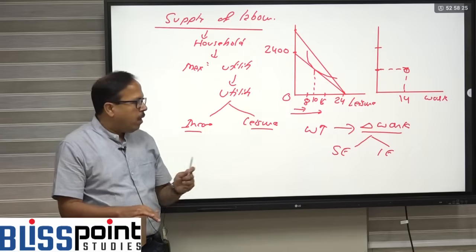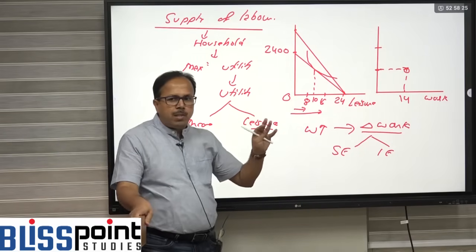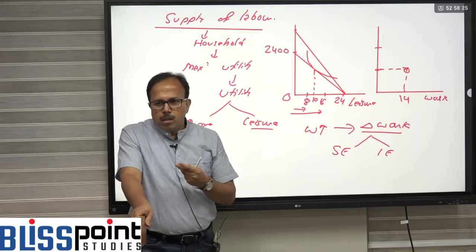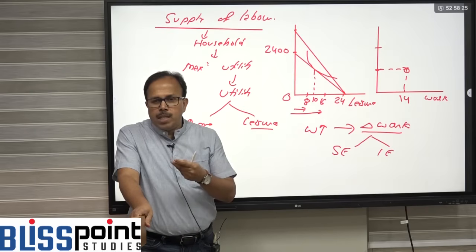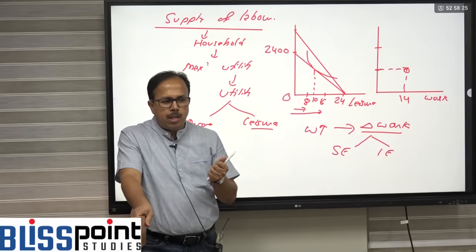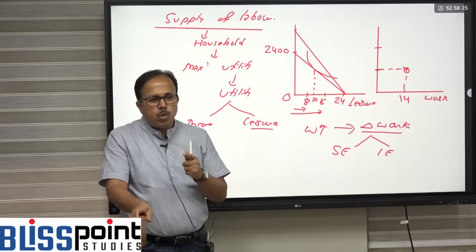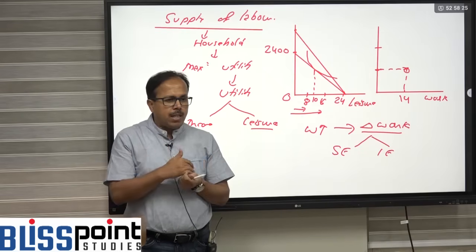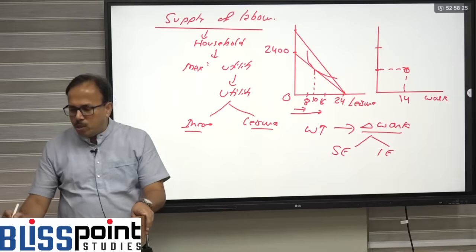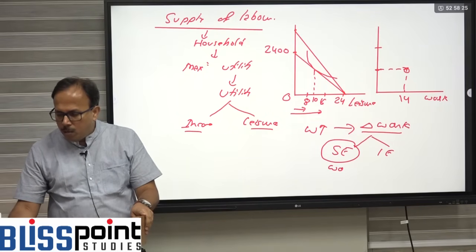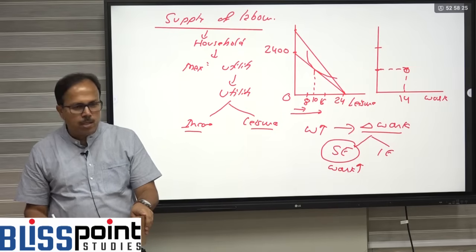So first understand this. When the wage rate is higher, leisure becomes expensive. The wage rate is the opportunity cost of leisure. If the wage rate is 100 and you are not working, you are sacrificing 100. But if the wage rate is 200 and you are not working, you are sacrificing 200. So at a high wage rate, leisure becomes expensive. So when leisure becomes expensive, I will prefer to have less leisure and more work. So due to the substitution effect, at a higher wage rate, the person will work more. So because of the substitution effect, work will rise.